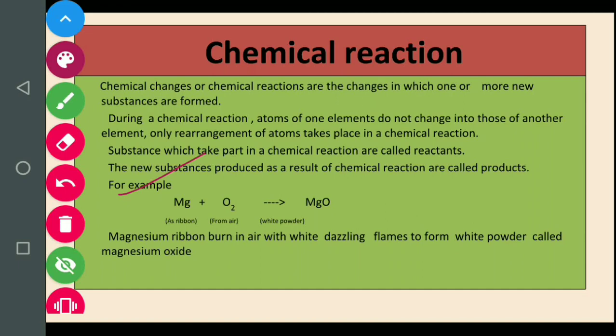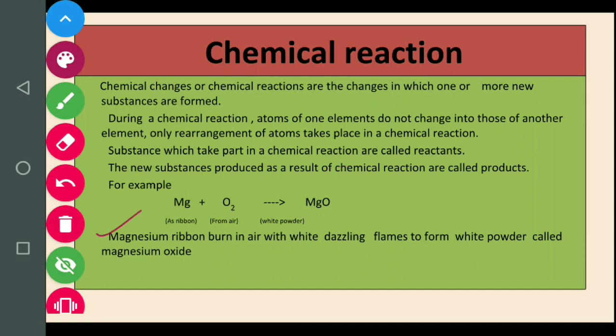Let's take an example here. Magnesium plus oxygen gives you magnesium oxide. Here we can see the arrow, which means the reaction is going in the forward direction. The substances present on the left hand side of the arrow are known as reactants, and the substances present on the right hand side of the arrow are known as products. Here we have two reactants, one is magnesium, the other is oxygen. When magnesium combines with oxygen, it gives you magnesium oxide. The symbol for magnesium is Mg, oxygen is O2, and magnesium oxide is MgO.